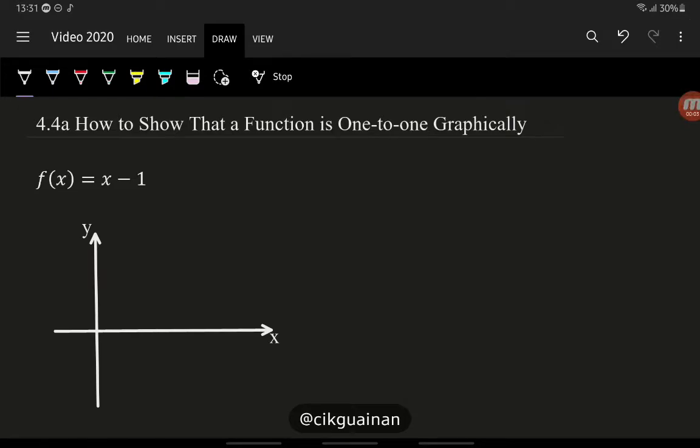In this video, I would like to share with you how to show that a function is one-to-one graphically. Now, what does it mean? Why bother about one-to-one functions? Because if a function is one-to-one, then the function has an inverse. Okay, so we can reverse the process if we want.